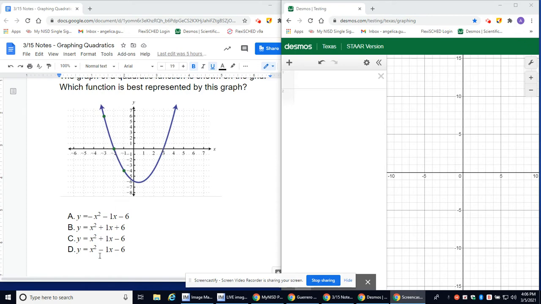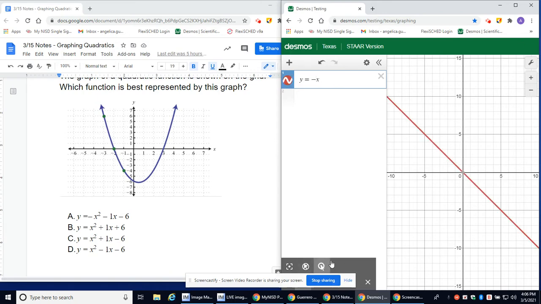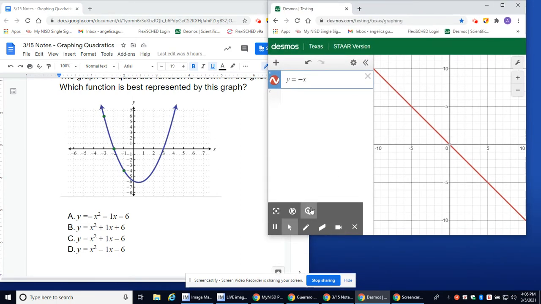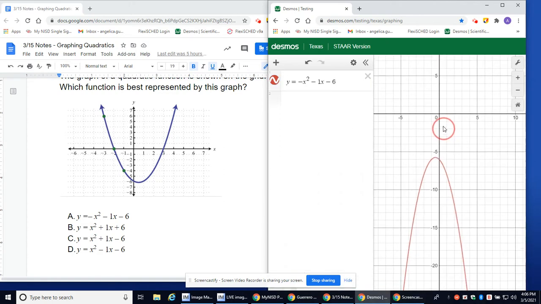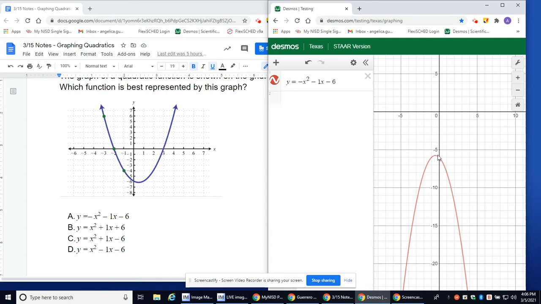If I was looking for an equation that matches, I can take my calculator and graph the answer choices. Y equals negative x squared minus 1x minus 6. Once I graph that equation on my calculator, I can see it appear, and automatically I need to recognize that this parabola is facing down. I'm looking for my graph to face up. So that negative in front of x squared is an indication that my graph would face down, so I could automatically eliminate that.